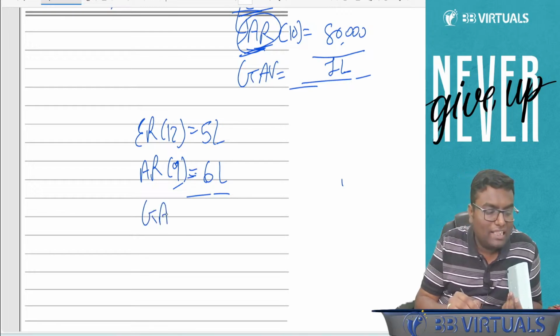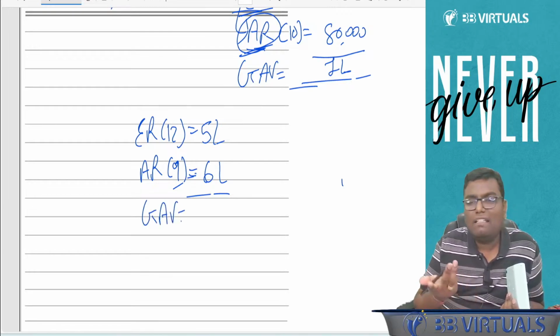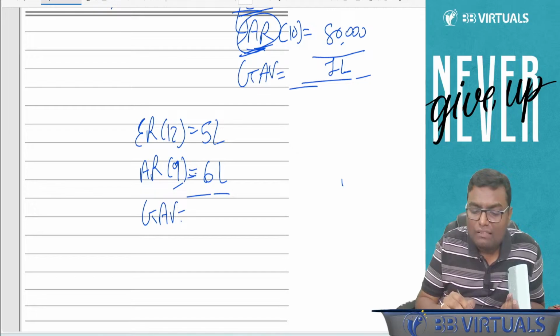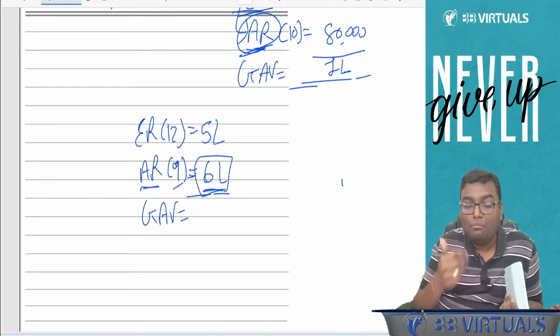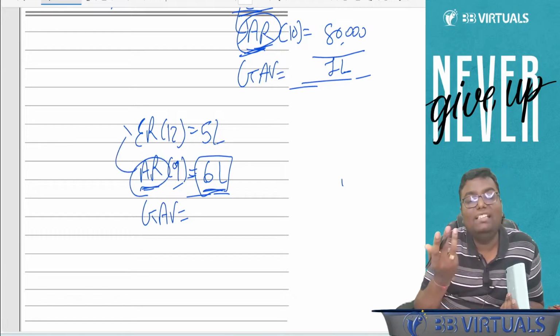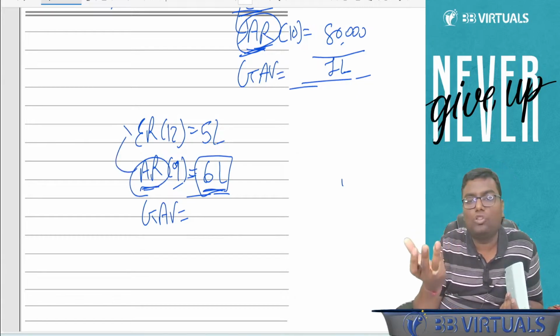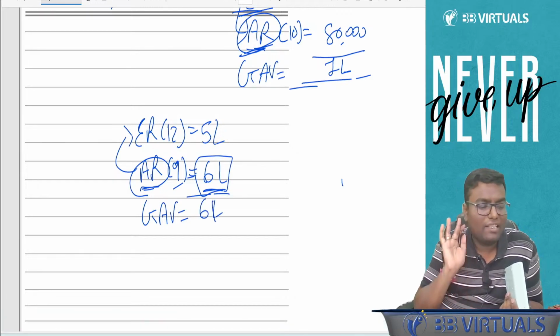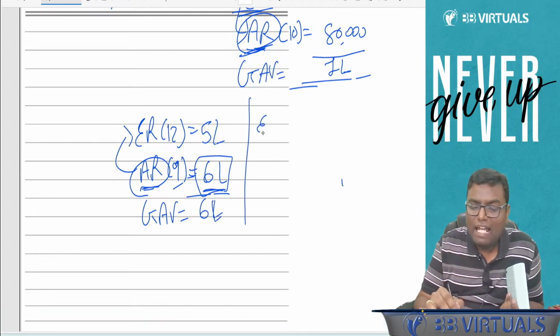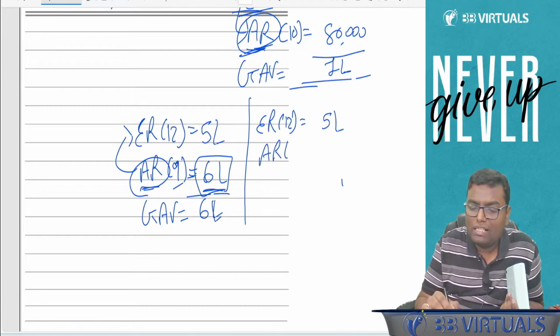Tell me what will be my GAV? Can I say here if I do whichever is higher, 6 lakh rupees is the answer, which is anyways my rent. Means AR is already more than ER. Neither I have any problem nor government. So GAV will be rupees 6 lakh, whichever is higher. Let's say expected rent of 12 month is 5 lakh. Actual rent for 9 month is 4 lakh 50,000.